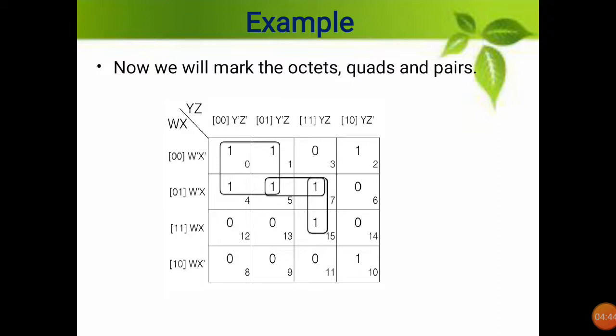We got two pairs here: that is M5 and M7, and another one is M7 and M15. Here I marked the pairs by sharing 1 also.